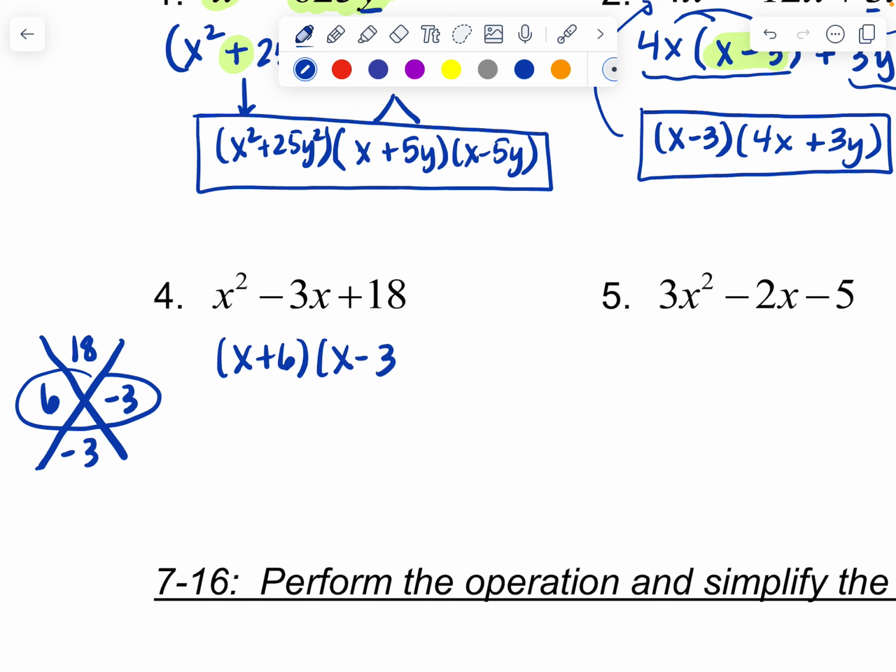Oh, I did that wrong. Silly me. Let's try that again. Okay, 6 minus 3 is not negative 3. It's negative 6 plus 3. Do you see how easy it is to make a mistake? So this is x minus 6 times x plus 3.